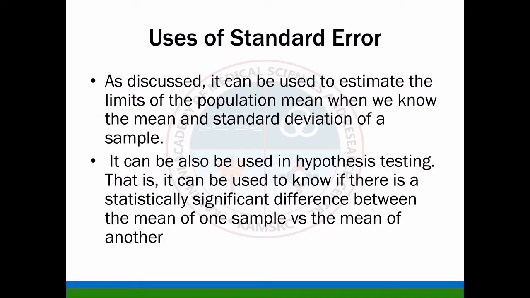So, uses of standard error. Where are we using them? As discussed, it can be used to estimate the limits of the population mean when we know the mean and standard deviation of the sample. So we should know the mean and standard deviation of the sample. Then we can estimate the values from the sample collected values. It can be applied to the population also.